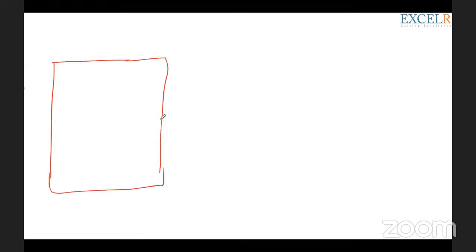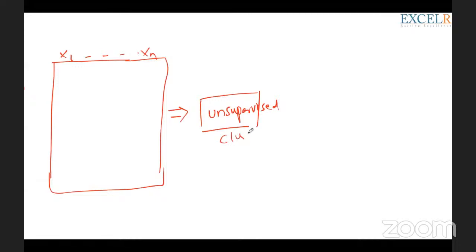I have a data set. This data set doesn't have any y variable. So I have x1 to xn. But I want to use this data set for a classification problem, a supervised problem. What we can do is apply unsupervised learning techniques such as clustering.